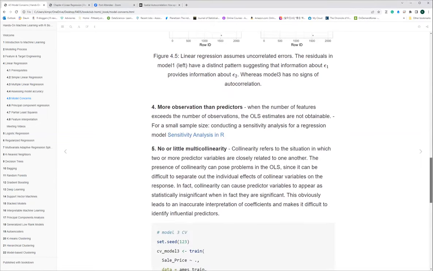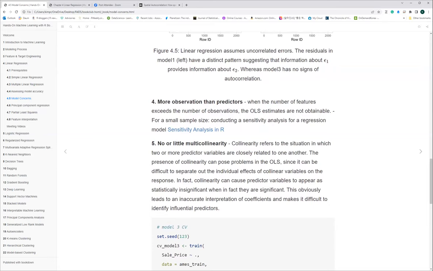The next one is more observations than predictors. That is about the sample size, which means we have to have more observations in our data set compared to our predictors. So we need at least more observations than the total number of predictors included in the model. If we have 30 observations but 50 predictors, then in R you will probably not get any result. There is an error because there are more predictors than actual observations, and the lm function does not work in this case.